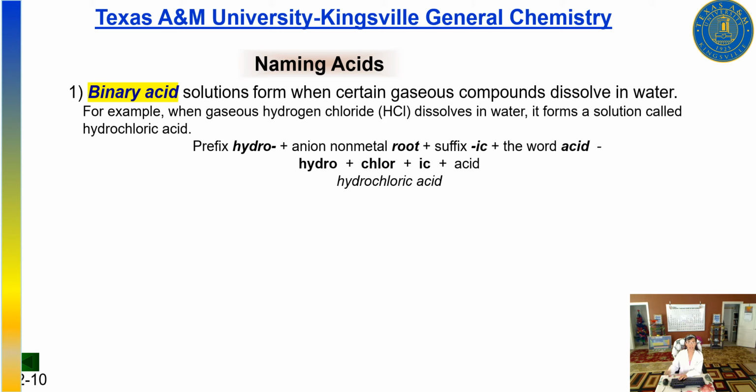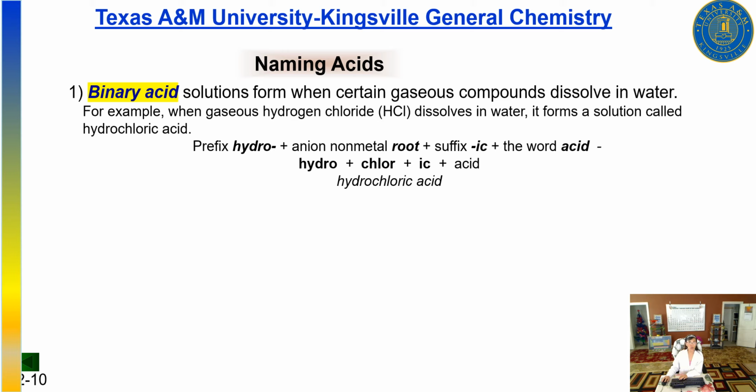Naming the acids. You have two types of acid. One of them is called binary acid, another one called oxo acid. The binary acid solution can be formed when you dissolve certain gaseous compounds into water. For example, when gaseous hydrogen chloride, HCl, dissolves in water, you are going to form a solution which is called hydrochloric acid. In this nomenclature, you need 4 parts. 1, hydro. 2, the anion's non-metal root, like your chlorine, chlor, and then your suffix, IC.